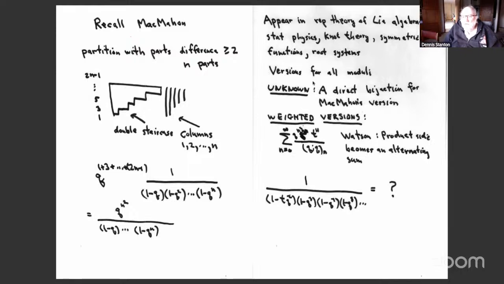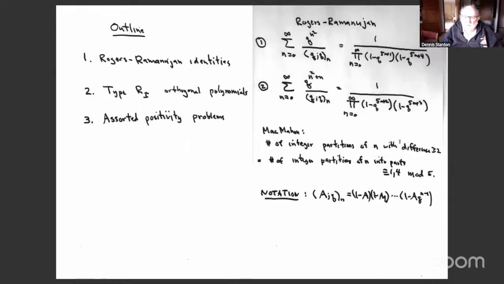Unknown, even today, is a direct bijection for McMahon's version. If you look at McMahon, this thing right here, the fact that these two integer partition sets are the same in number, there's no explicit bijection. There's an implicit bijection by the so-called involution principle.